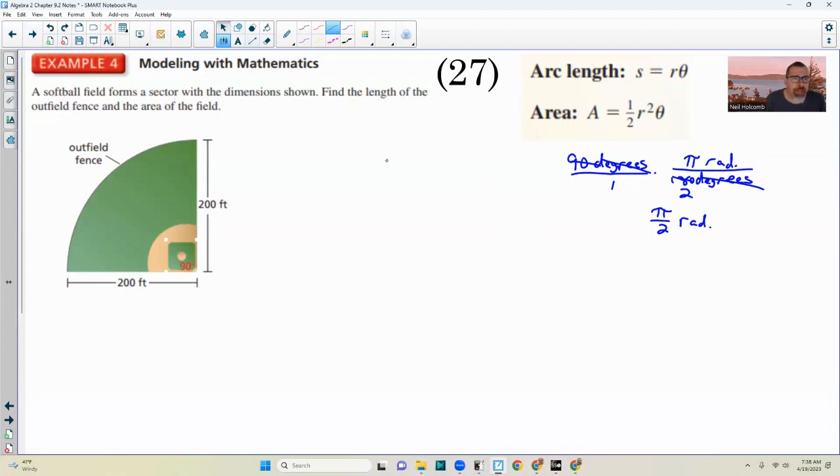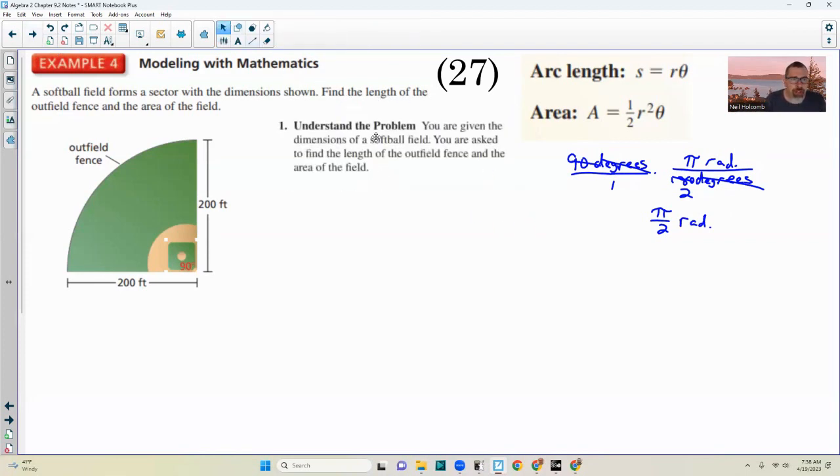All right, so what next? Well, the first thing you have to do is understand the problem. You're given the dimensions of the softball field: 200 feet in a straight line down the first base line to the fence, and 200 feet down the third base line to the fence are equal, forming a quarter circle, half of a half circle.